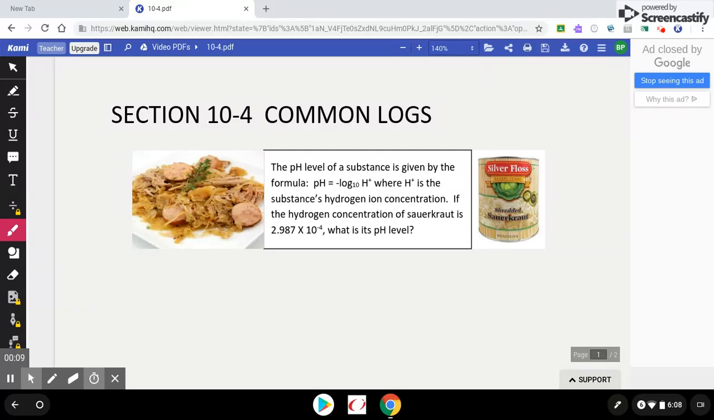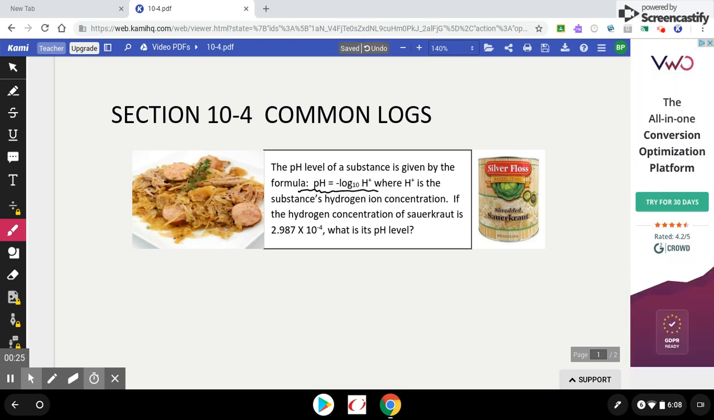So, we got a little formula here as far as finding a pH level of a substance. The substance in question is sauerkraut. I don't know about you guys, but I hate sauerkraut. So, we're just using a formula. And I would hope you guys know most formulas is just a matter of plugging in what variables you know, going from there. So, the formula basically says the pH level of, in this case, sauerkraut, is negative log base 10 of H plus.